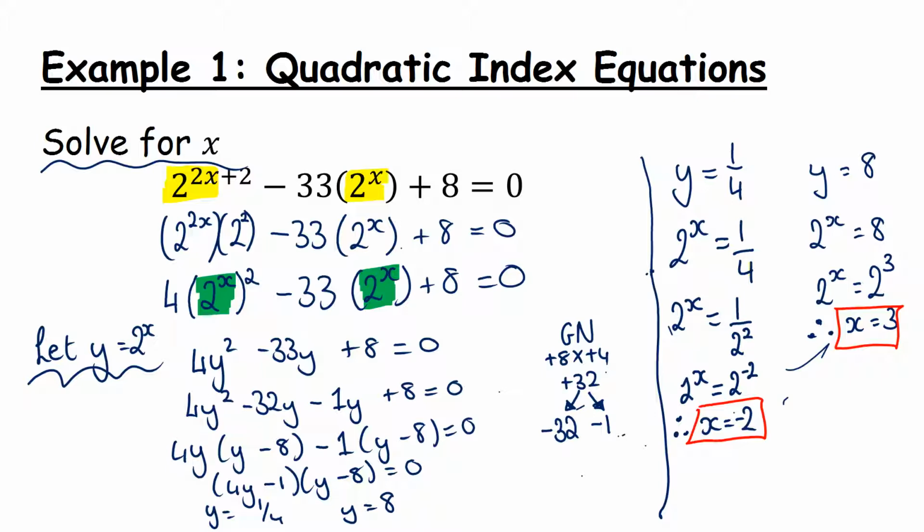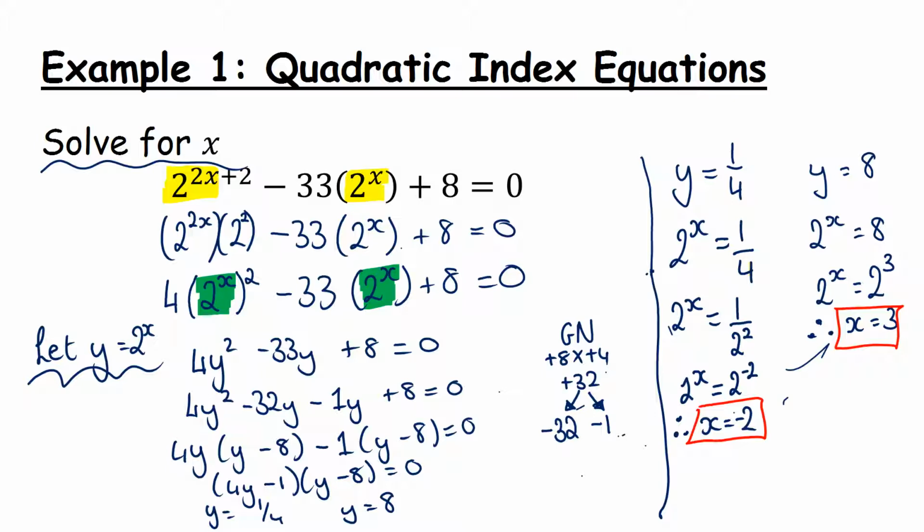So let's take our first example. It's a quadratic index equation. This is the kind of form that we've seen come up before. So we have 2 to the power of 2x plus 2 minus 33, 2 to the power of x plus 8. You may notice here that we have a 2 to the power of 2x. Now I know there's a plus 2 there, but we have a 2 to the power of x, and then we have a number that doesn't have that. So this is going to form a quadratic.